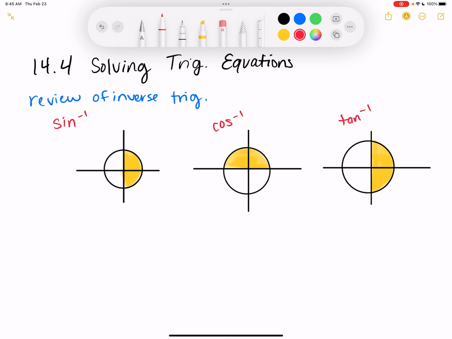So sine is from minus pi over 2 less than or equal to theta, less than or equal to pi over 2. Cosine is 0 less than or equal to theta, less than or equal to pi. And tangent is minus pi over 2 less than or equal to theta, less than or equal to pi over 2.